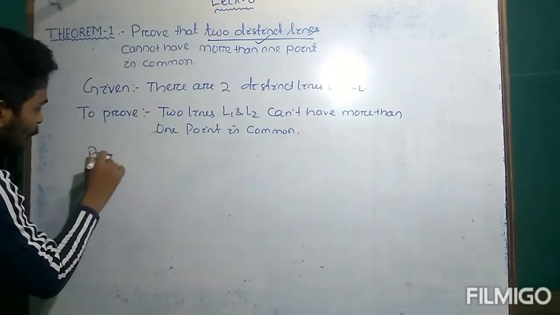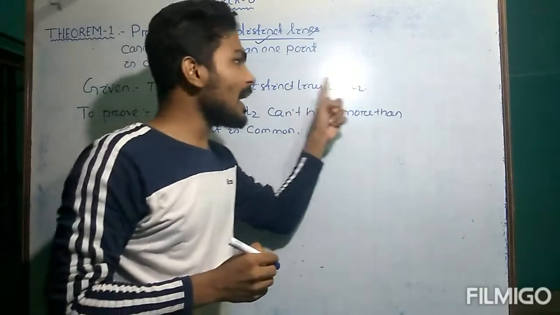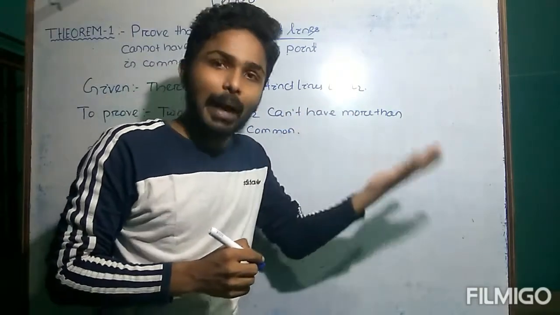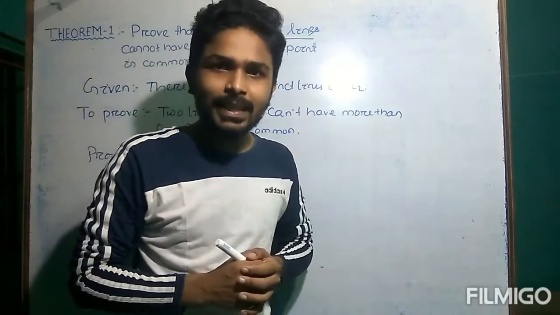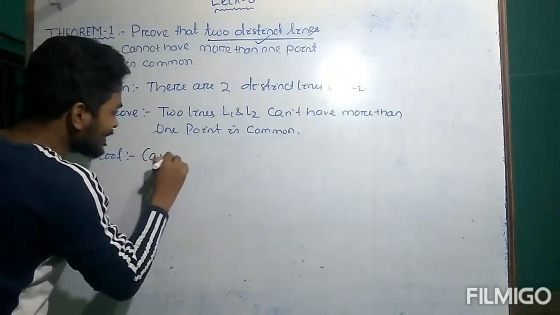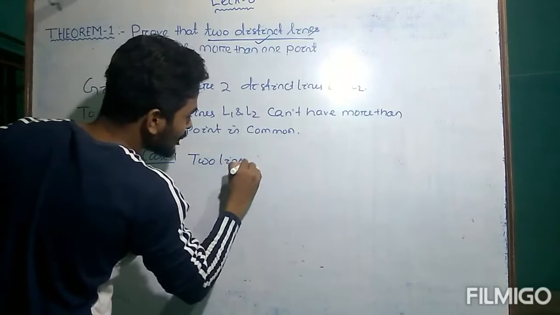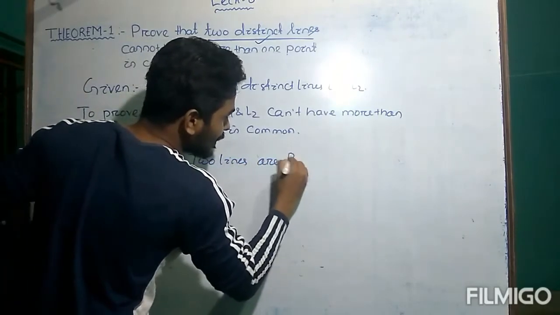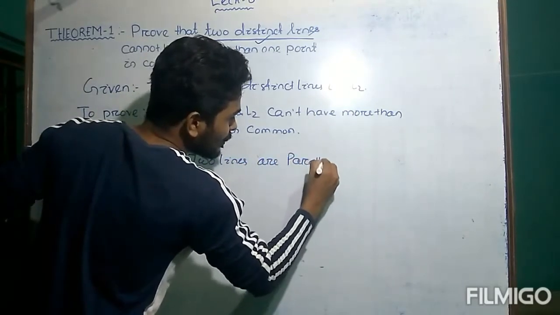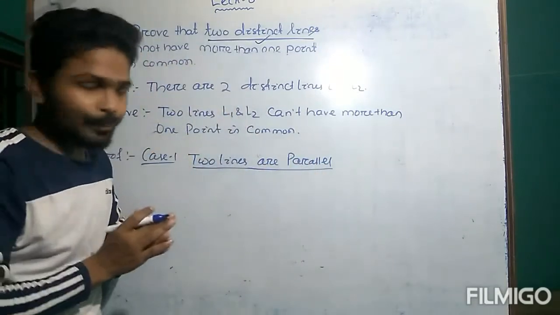So proof. As I have told you, the two distinct lines L1 and L2 may be parallel or they may be intersecting. So there are two cases. The first case is: two lines are parallel. So first we have to solve for the two parallel lines.